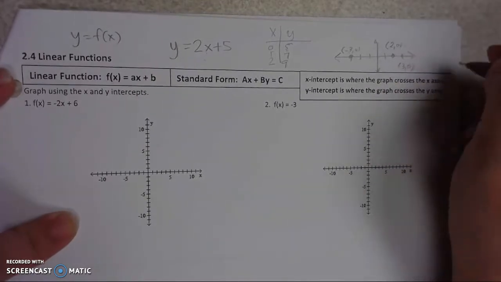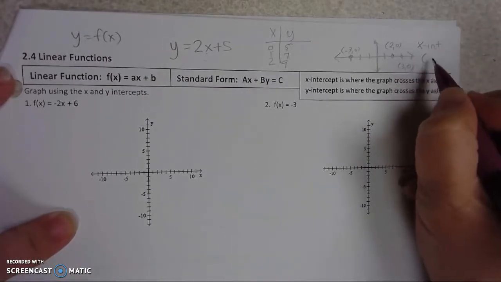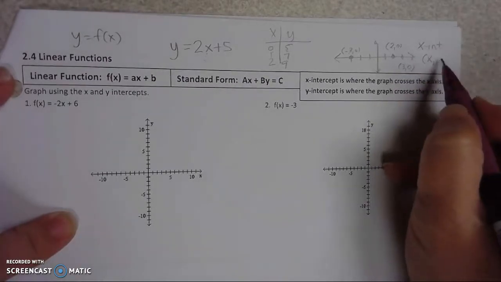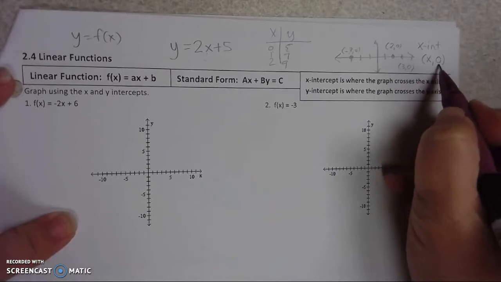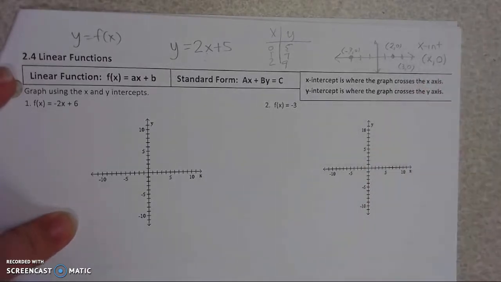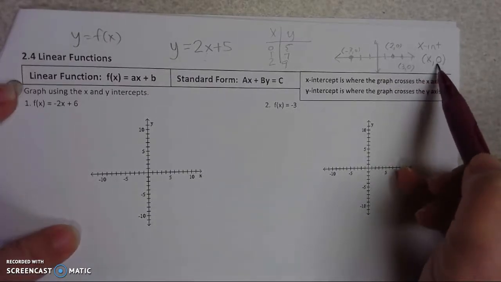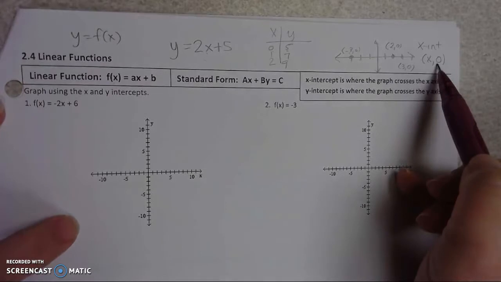So in an x-intercept, we always know that the y value is going to be 0 because this point, this intercept, lies on the x-axis. So it's wherever it's crossing that x-axis, and the y value is always 0.